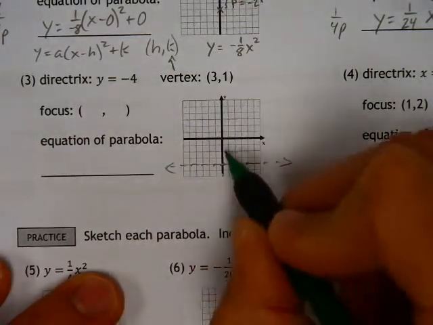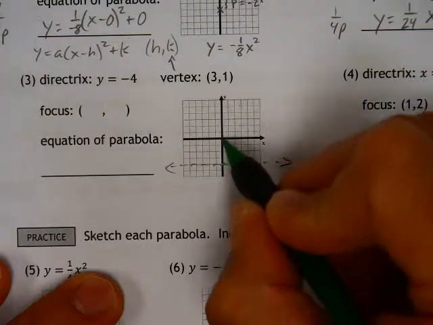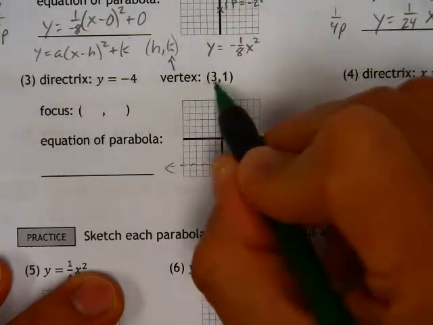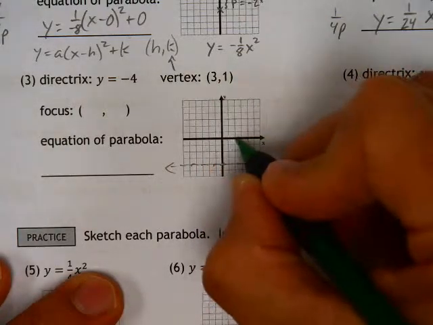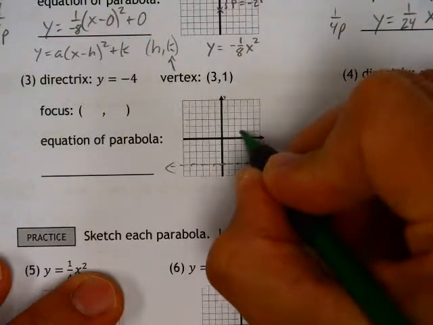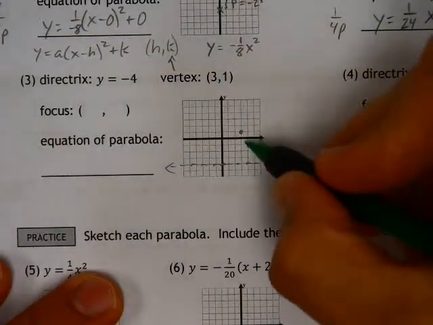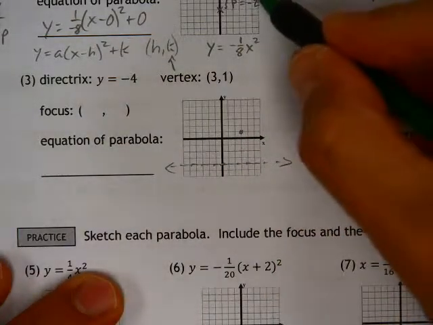Now, we could jump to conclusions and say, well, there's our vertex and our focus is up here, but don't jump to conclusions. Our vertex is at 3, 1, so count over 1, 2, 3, and up 1. We now have a similar situation in that we know where the vertex is and the directrix, same kind of idea as we had here.